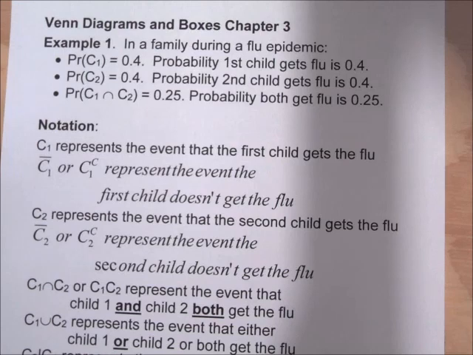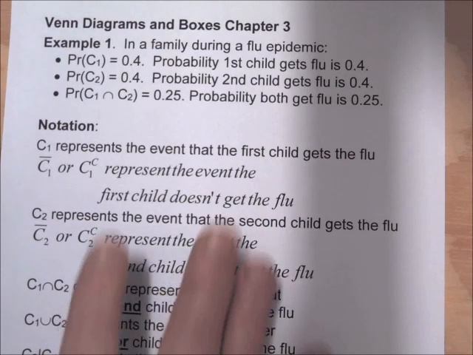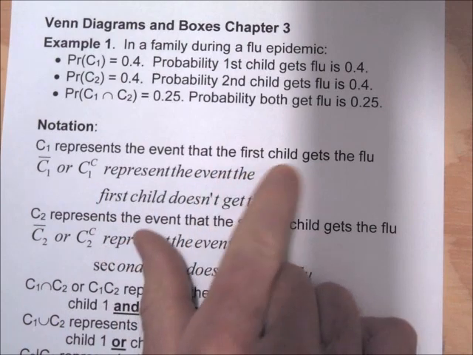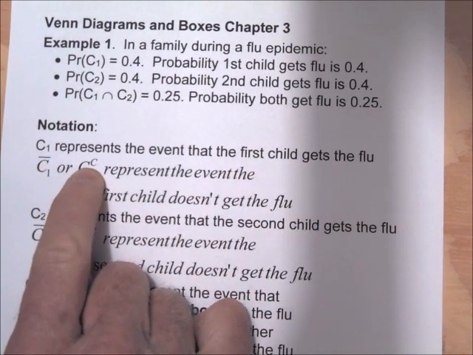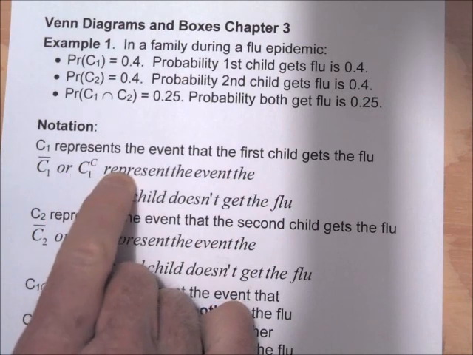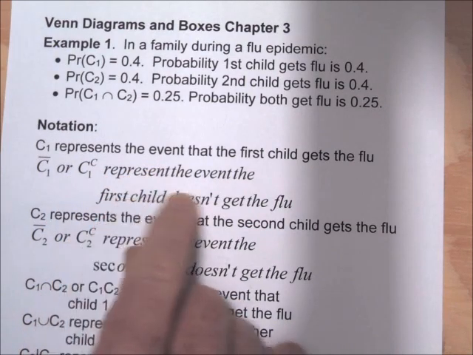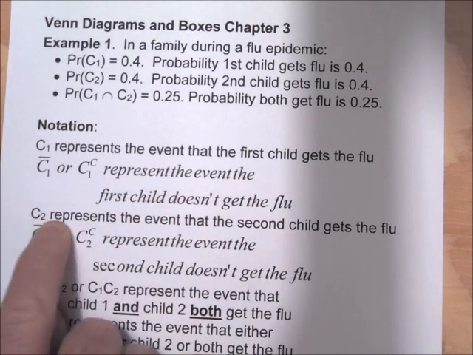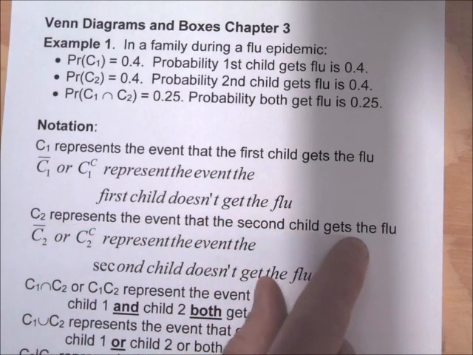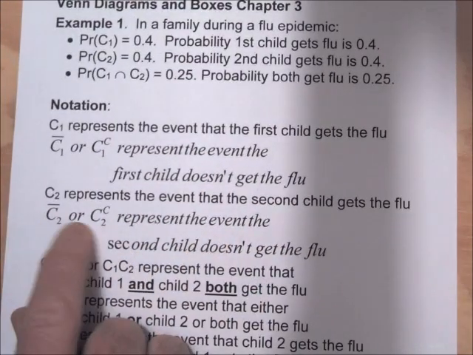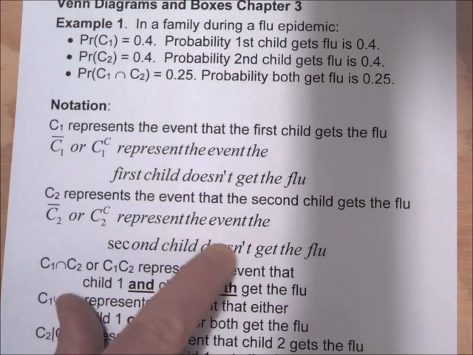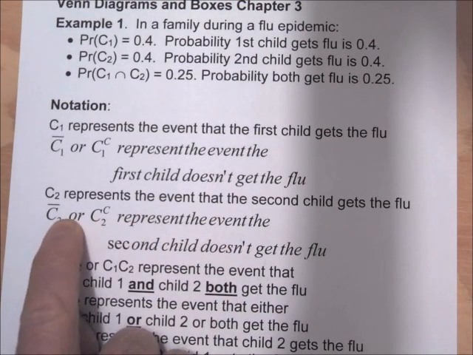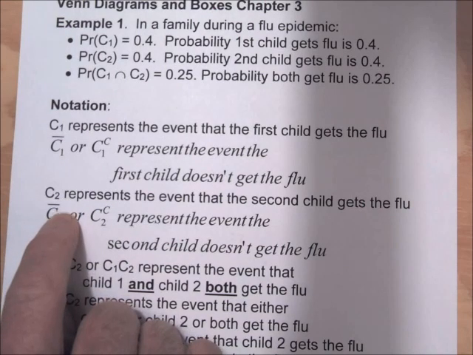So just a word about notation. C1 represents the event the first child gets the flu. C1 with a bar on top, or C1 with a raised C, represents the event the first child does not get the flu. C2 represents the event the second child gets the flu. C2 with a bar, or C2 with a raised C, represents the event the second child does not get the flu. These are called complements. C2 bar is the complement of C2.